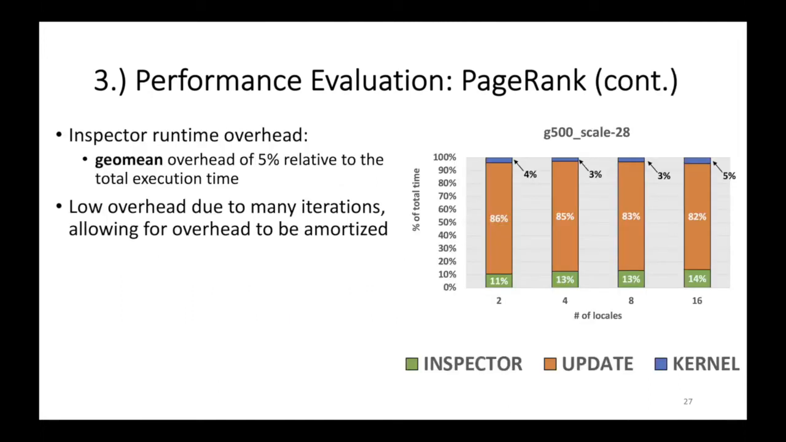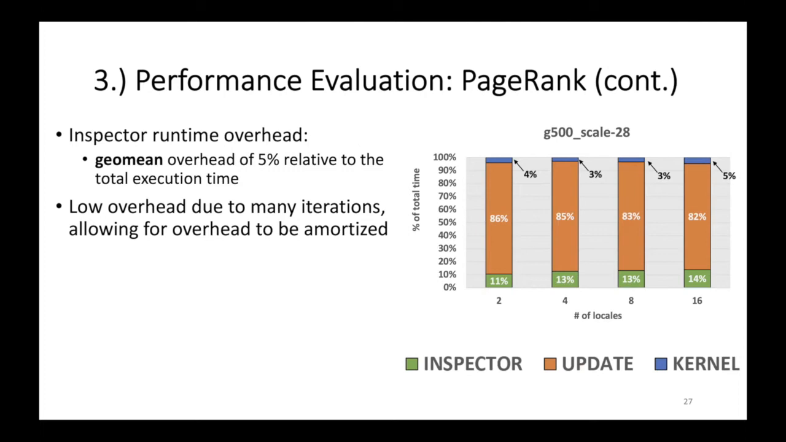So the first performance thing we can look at is the overhead of the inspector. So what percentage of the total execution time is spent doing the inspector. And so we found over all of the data sets and different locale counts that the average is about 5% relative to total execution time. So this is fairly low because there's a good number of iterations for each of these data sets to run to allow us to amortize the cost.